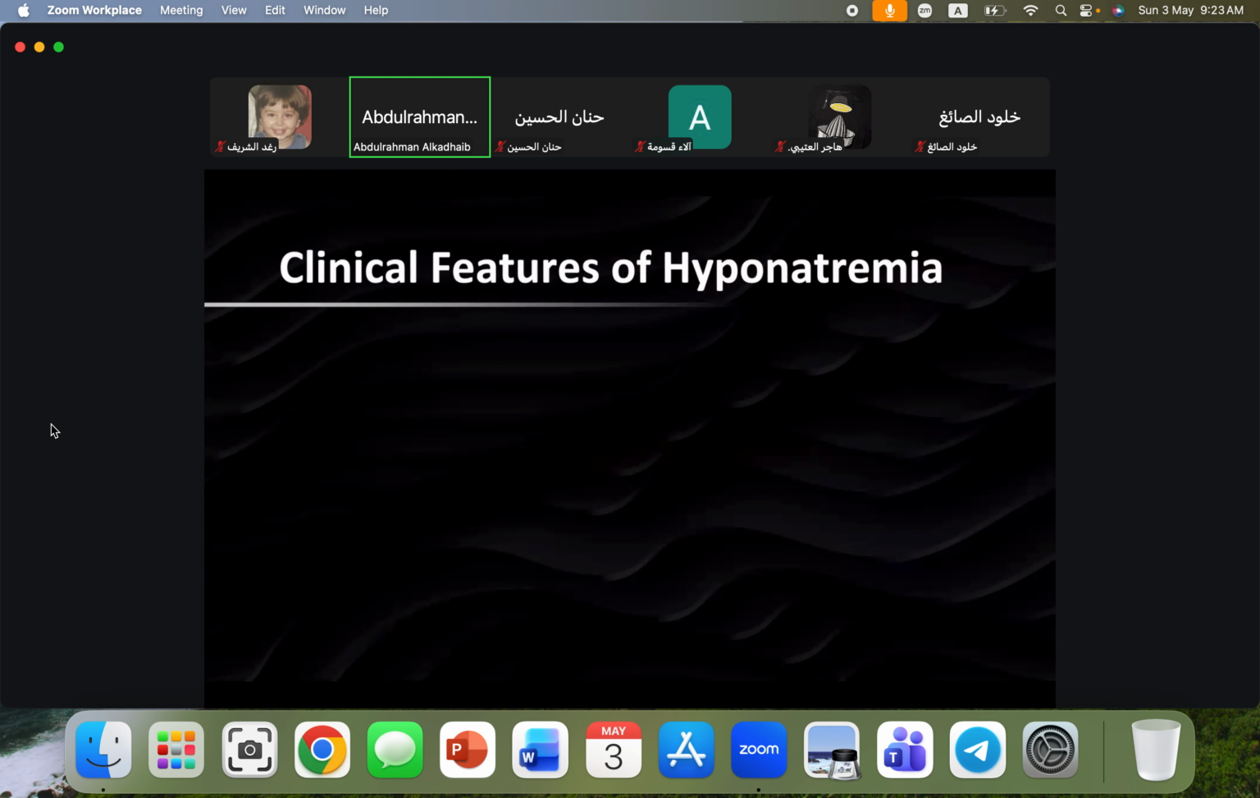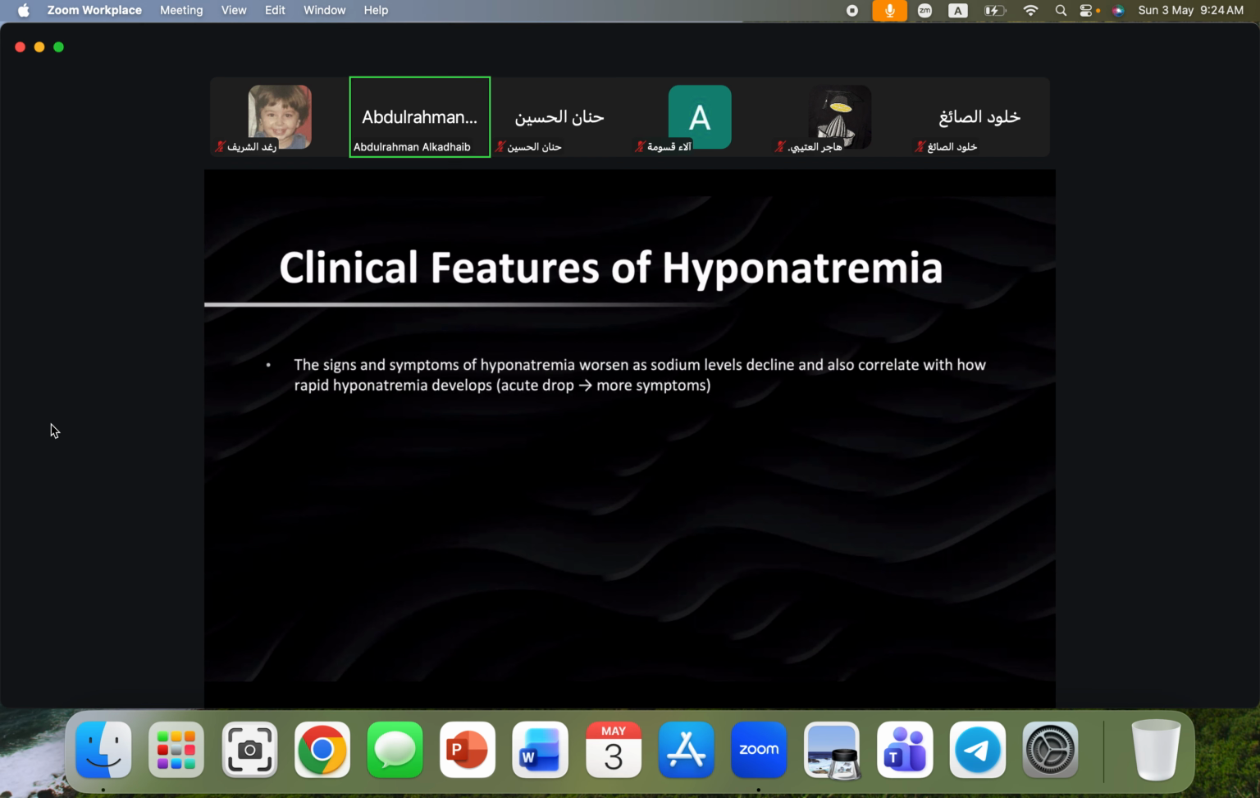Okay, so let's talk about the clinical features of hyponatremia. Unfortunately, the features of hyponatremia are non-specific. The signs and symptoms of hyponatremia usually depend on the sodium level and how rapidly the sodium level dropped. For example, an acute drop in the sodium level will cause more symptoms, and the lower the level of the sodium, the worse the symptoms that we may expect in those patients. So with low levels, we're expecting worse symptoms, and with an acute drop, we're also expecting severe symptoms.